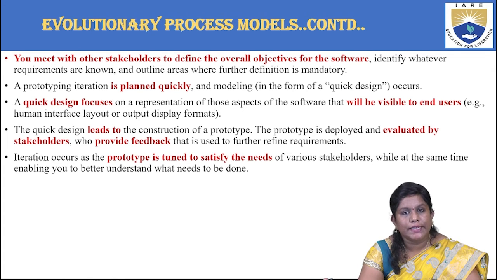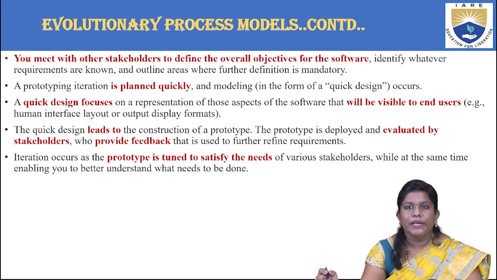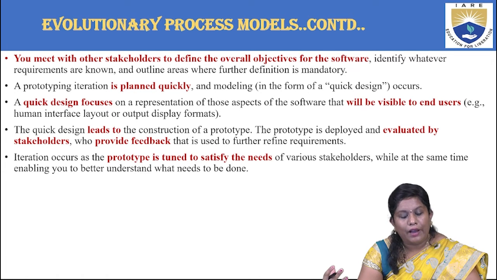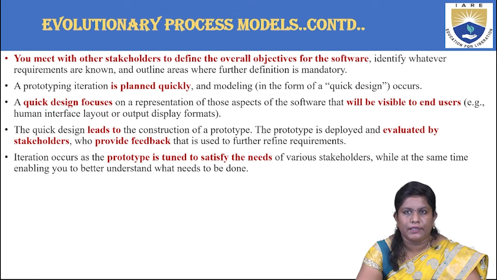So what are the other things it is stating? You meet with other stakeholders to define the overall objectives of the software. So what did we initially say? Define a prototype first. Give them a simple model. Then try to focus on all the stakeholders by knowing all their objectives. And then plan all of them. Then focus on the design, which will again lead to some feedback given by the stakeholders, and again tuning them, again providing them the feedback, right? The prototype is tuned to satisfy the needs, right?